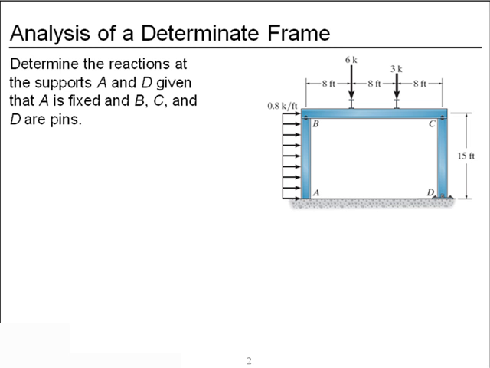Here's our problem. It's a frame with vertical loads and horizontal loads, and we're going to determine the reactions at supports A and D. We're going to note that point A is fixed and points B, C, and D are all pins. And here's the approach we're going to follow.